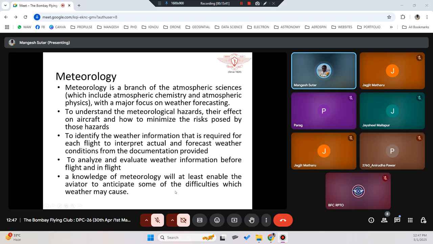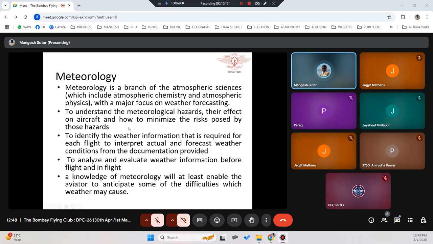So knowledge of meteorology will at least enable the aviator to anticipate some of the difficulties which weather may cause. That is the reason why, as an aviator or as a pilot, you should study weather, the meteorology. That's the subject called meteorology. This is one of the subjects even for CPL students. Commercial pilot license का जो study करते हैं, उसमें weather and meteorology is also one of the topics. So it has been incorporated in your drone pilot training also.